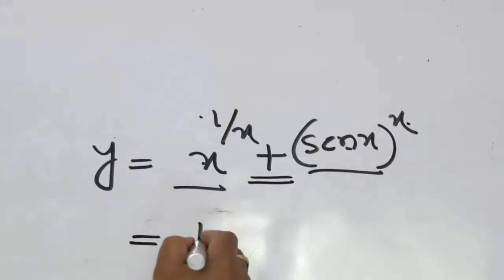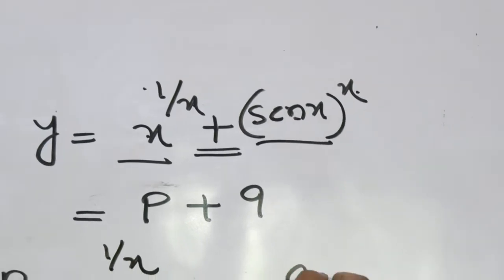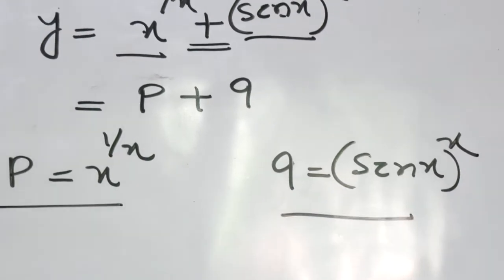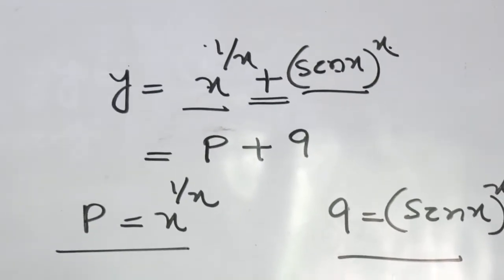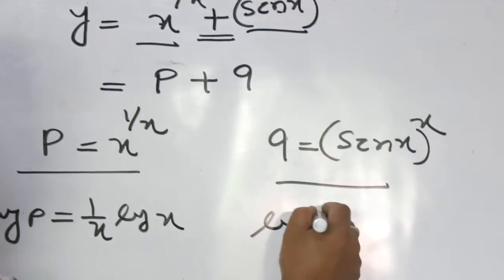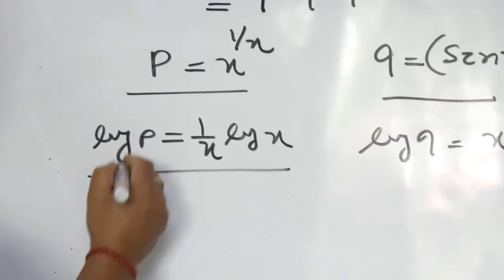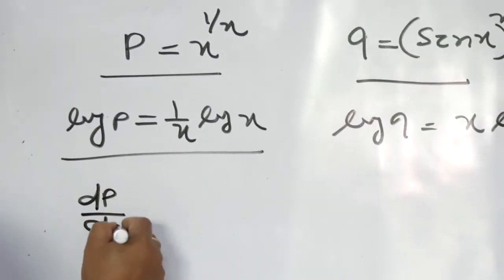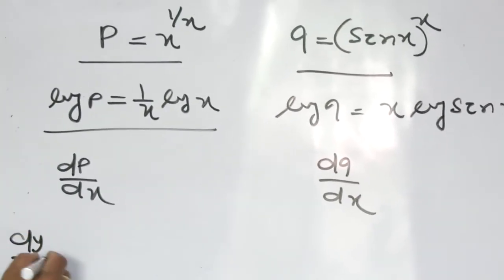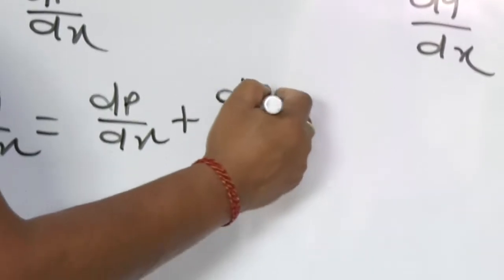So you take y equals p plus q, where p is x to the power 1 by x and q is sin x to the power x. Then you differentiate separately. Here you take logarithm: log p equals 1 by x log x, log q equals x log sin x. Then you will get dp by dx, and from here you will get dq by dx. Then dy by dx equals dp by dx plus dq by dx.